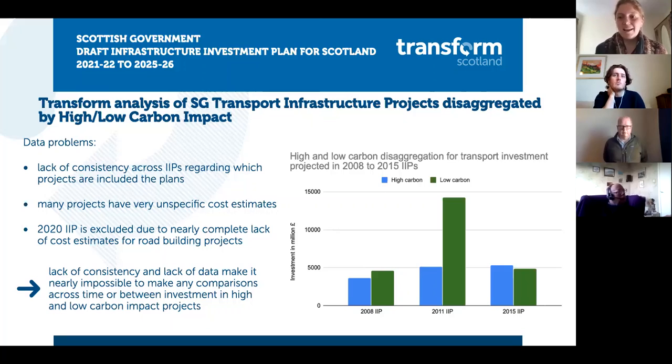So it does make it somewhat questionable what is being included and how reliable it is that that investment is actually going to happen. The other problem is that a lot of projects have very unspecific cost estimates, so they have quite a wide range, which isn't very helpful when you're trying to compare. And as you'll also notice, the 2020, so this new draft IIP, is excluded in this comparison, and that's for the reason that I mentioned just now, which is that none of the road building projects actually have cost estimates against them, which makes it almost entirely useless to try and start comparing.